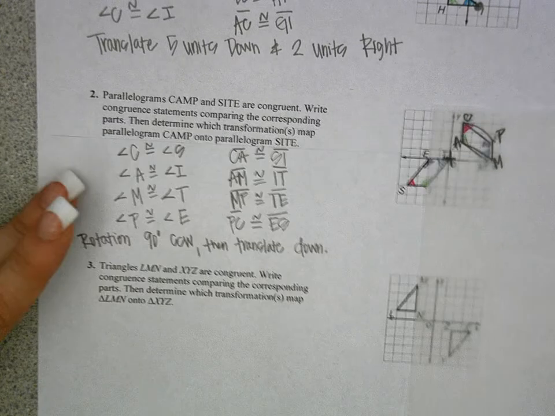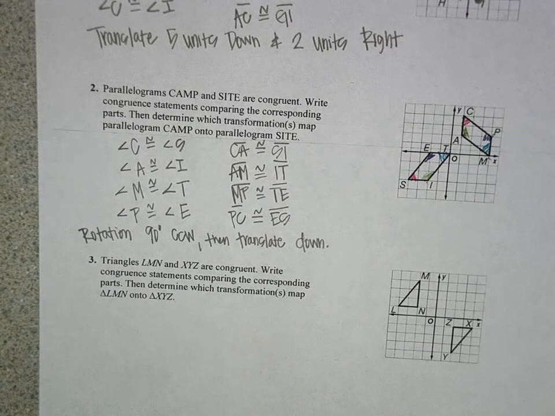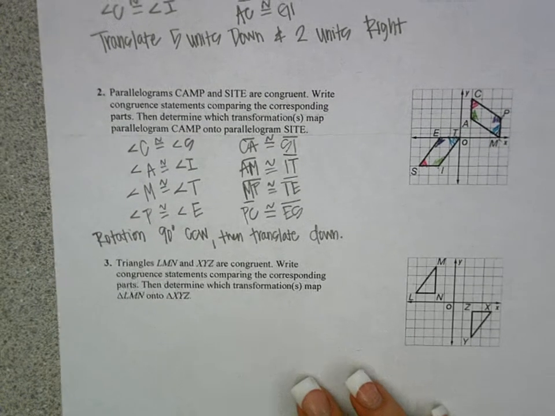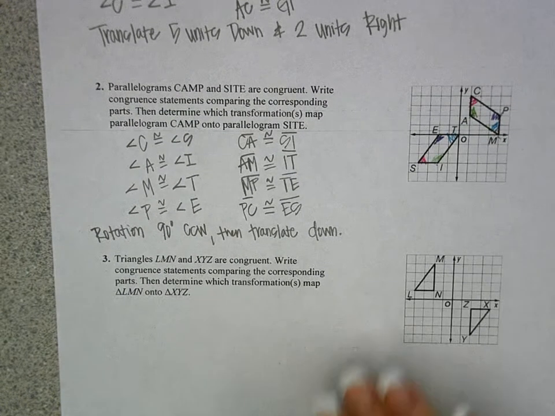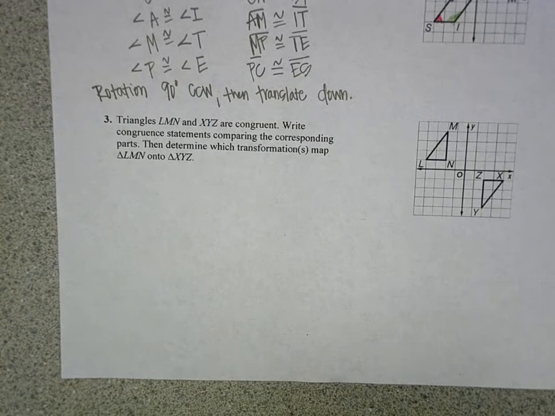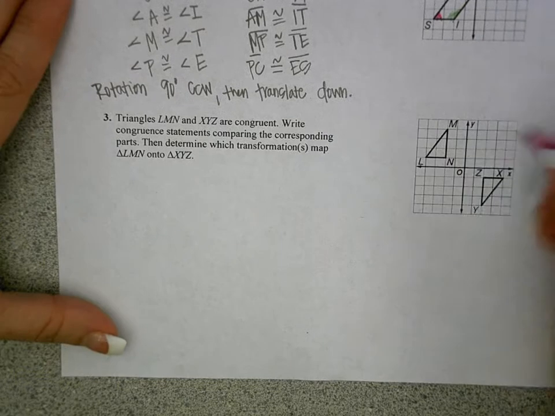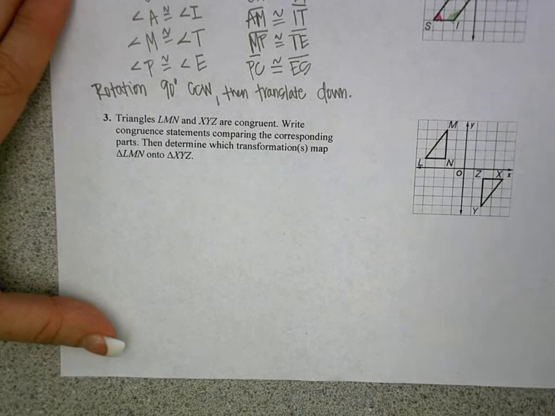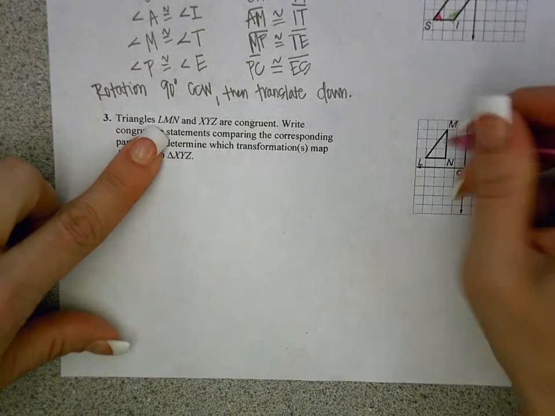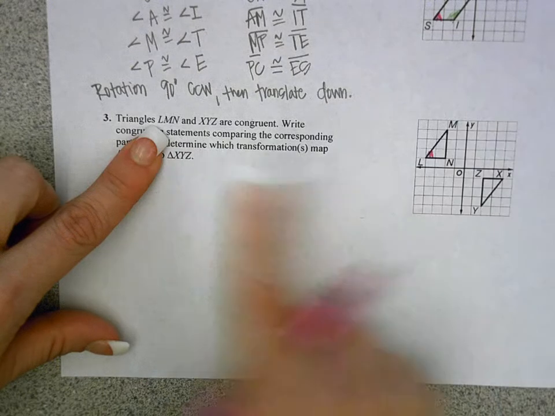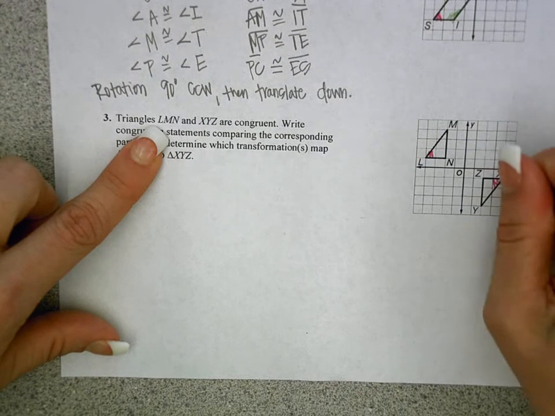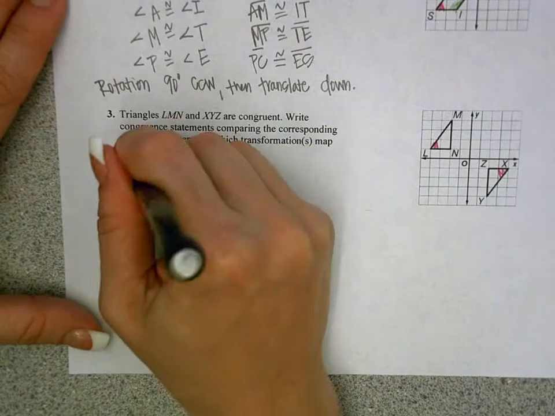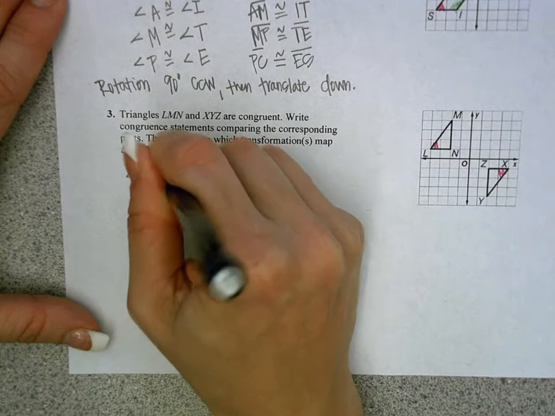Okay, any questions on how I did that one? Does that make sense? Yeah. Hopefully. Okay, and then last one for notes today. Triangles LMN and XYZ are congruent. Write the congruent statements. Okay, so first we're going to start with, now this one looks a little bit confusing, so that's why you want to look at L. We know that L goes with this first one, so L goes with X. So angle L is congruent to angle X.